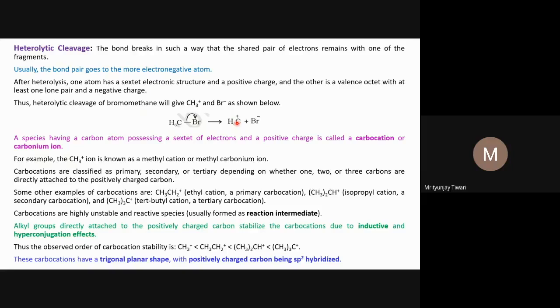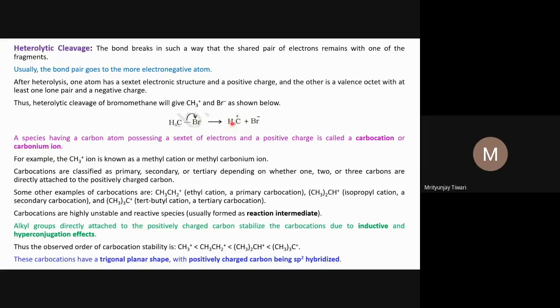Now, another way to understand this is that carbon had 4 electrons and it lost 1 electron to bromine, so it has only 3 electrons, and these 3 electrons are shared with 3 different hydrogen atoms. So this carbon atom also gets 3 electrons in sharing from 3 different hydrogen atoms. So 3 from sharing, and 3 it already has of its own, so 3 plus 3 is 6 electrons.